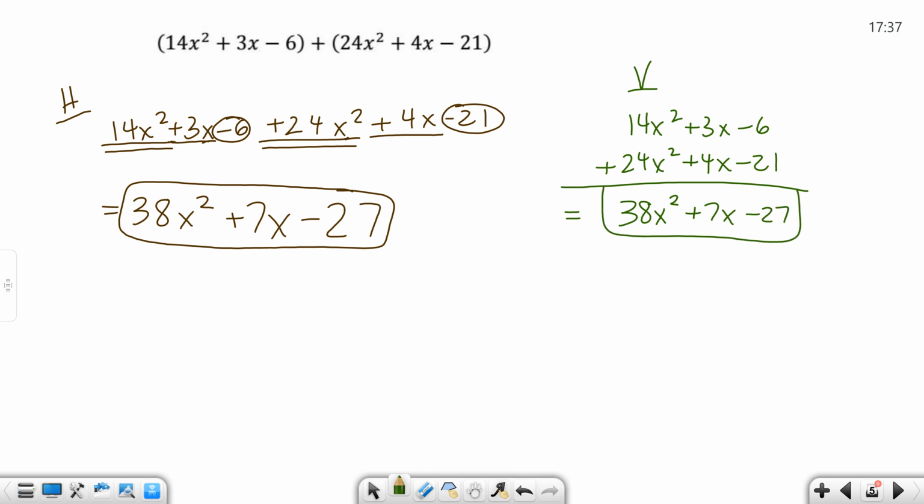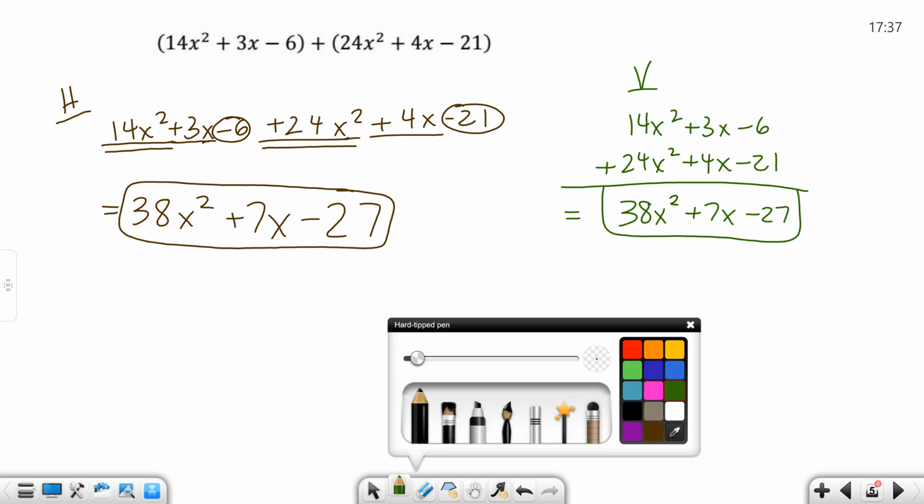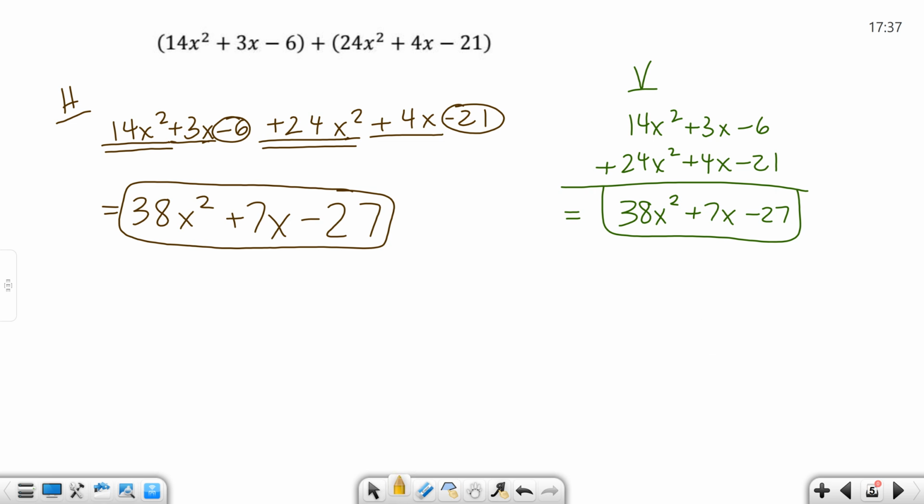And our two answers are identical. They should be. All we did was change the methodology with which we found the answer. We didn't change the problem. So then we should get the same answer either way, and we did. So I am now going to only use vertical. However, if you want to use horizontal, you can, but I'm going to use vertical, right?